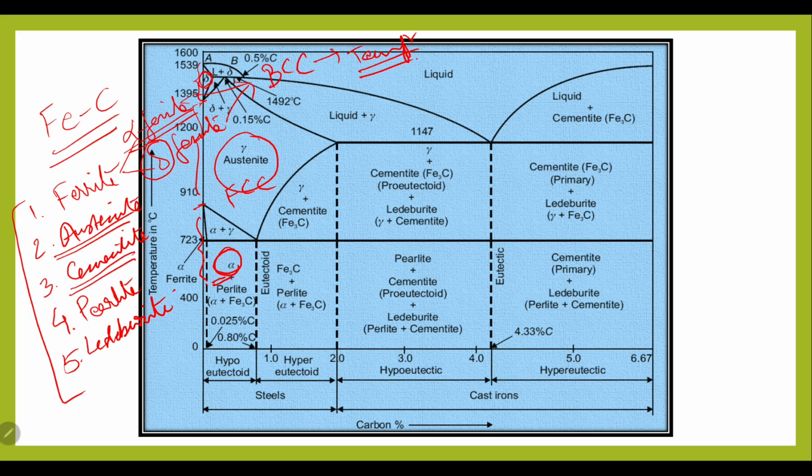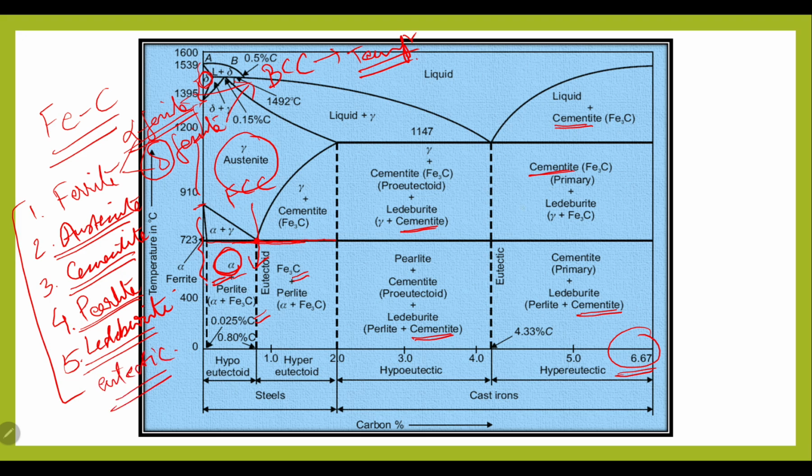For the cementite, this forms up to this range. So this is the common presence of cementite in the iron carbon phase diagram. Pearlite forms when gamma transforms to alpha plus Fe3C. So at the temperature of 723 degrees centigrade, this is called the invariant reaction. This is the invariant point. So here pearlite forms. And ledeburite forms during the eutectic reaction.